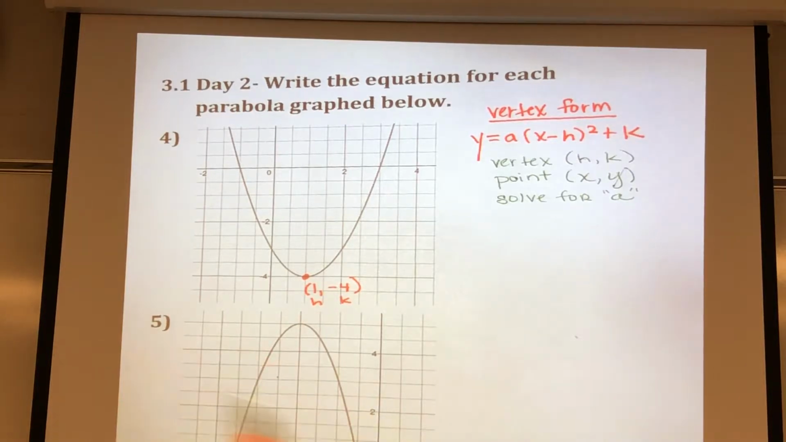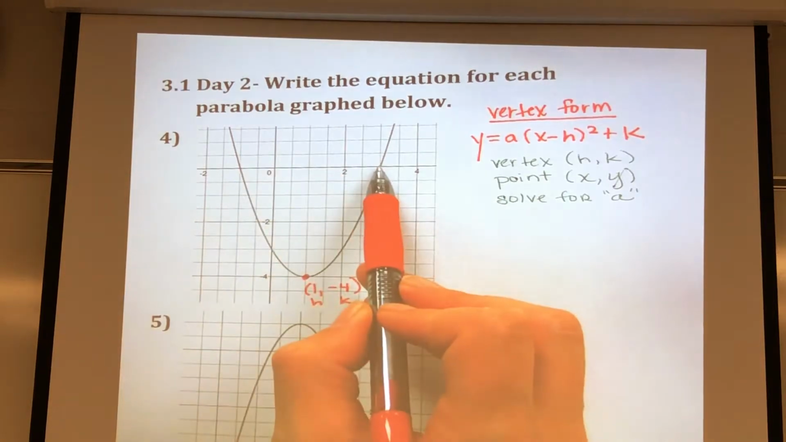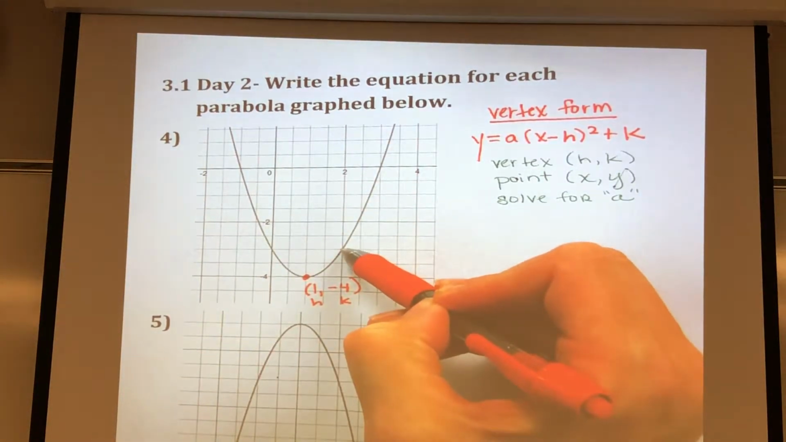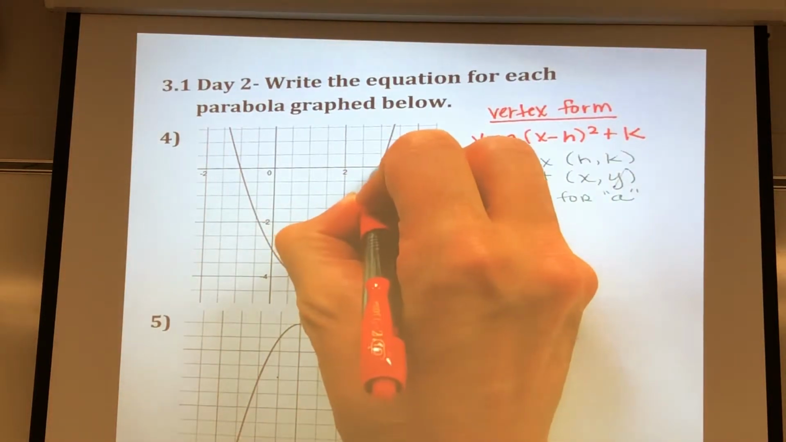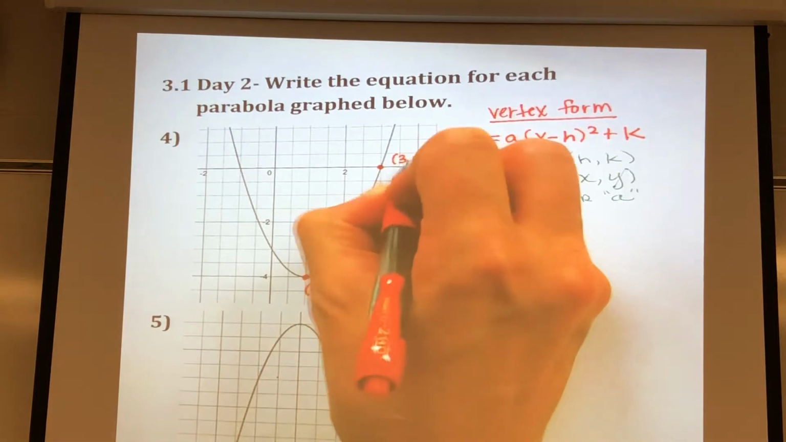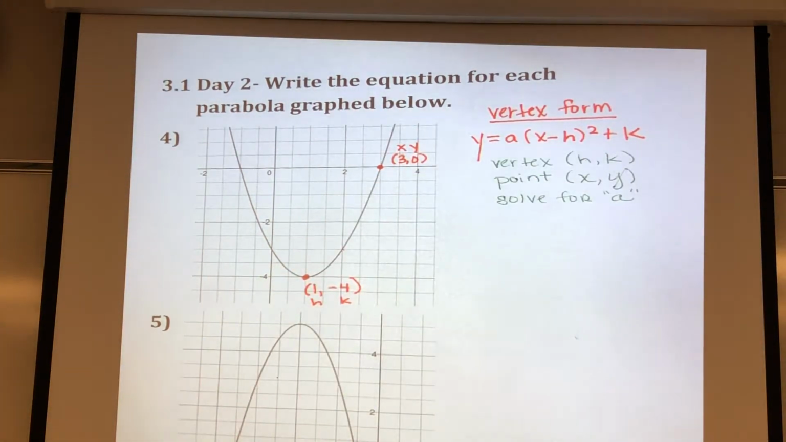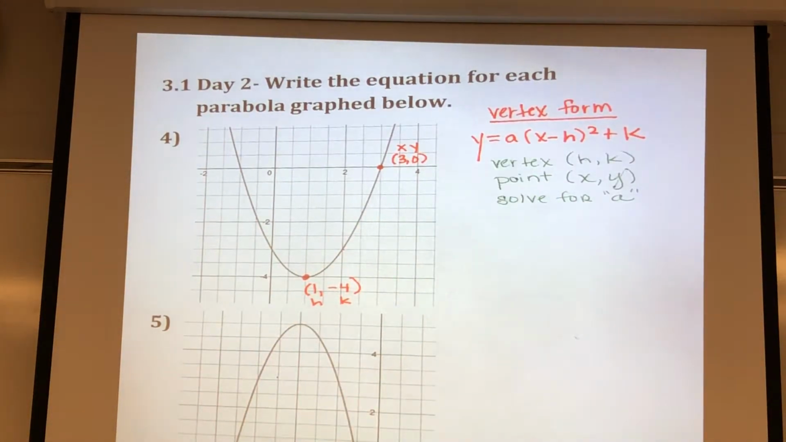Then we need another point anywhere on the graph. So it could be this point right here, it could be this point right here. Anywhere that the graph crosses through a corner, it could be that point right there. Doesn't matter which one you choose. If we choose this one right here, we know that those coordinates are 3, 0. That's going to be your x and your y. So you're going to take those and substitute them in that vertex form.